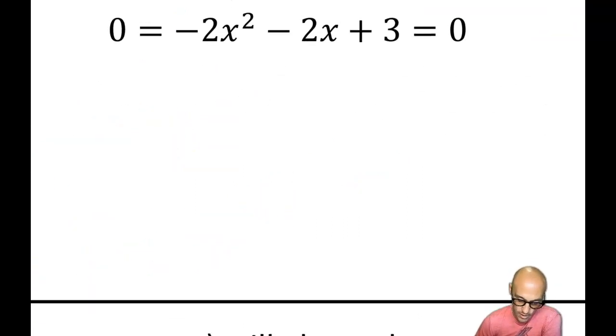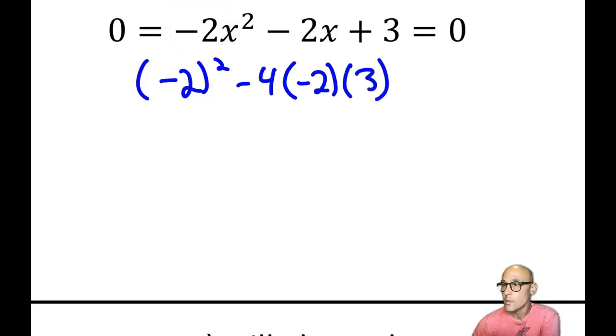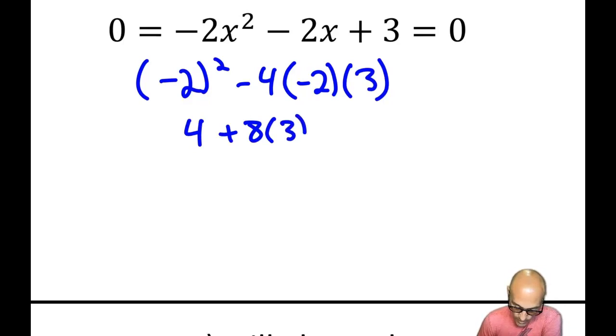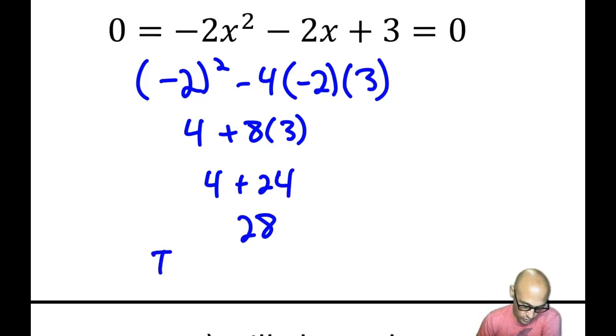Great. All right, here, b squared, so my b is negative 2, and minus 4 times ac. A is negative 2, that's this one right there, and c is 3. So let's see, that's going to be 4 plus 8 times 3. I just did the negative 4 times negative 2. 4 plus 24 is 28. That is not a perfect square. So again, two irrational solutions.